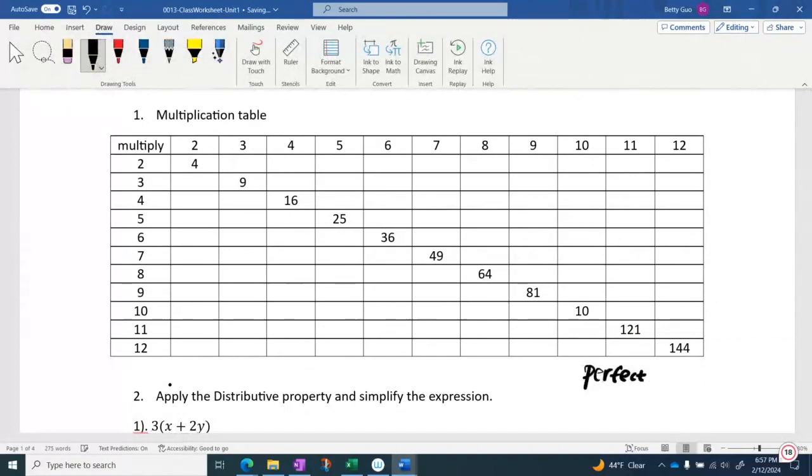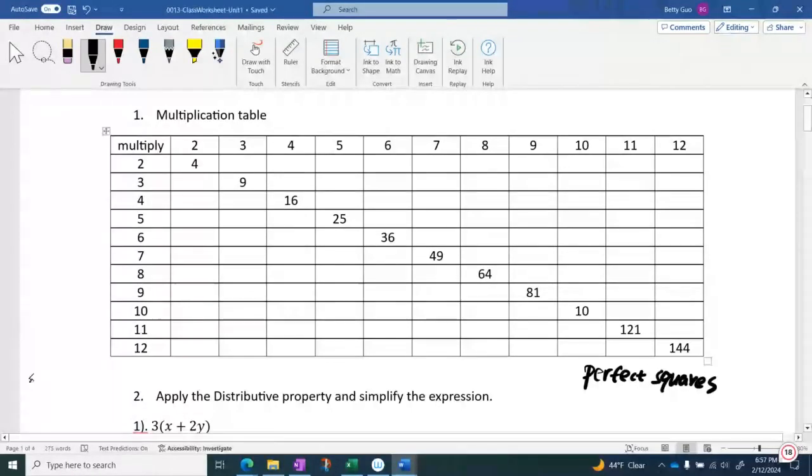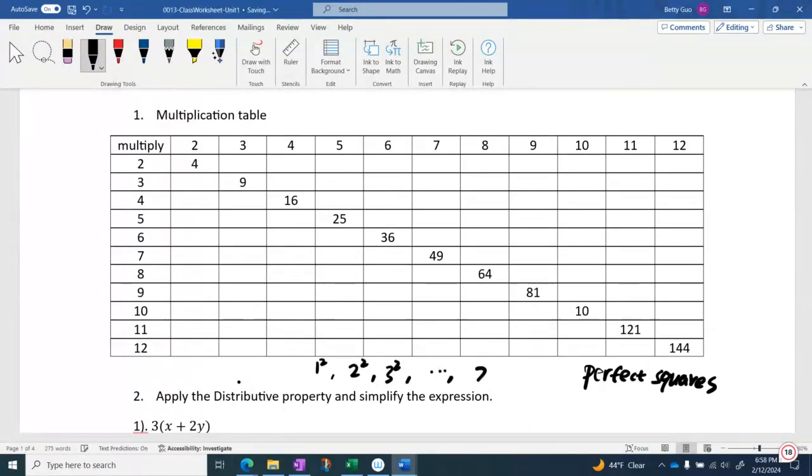Perfect squares. And I need you to remember them. Actually, not just 1 square all the way to 12 square. I need you to remember from 1 square all the way to 20 square. I'll leave this to you to complete later, okay? 1 square is 1, 2 squared is 4, 3 squared is 9, all the way to 20 square. And I need you please remember those numbers.